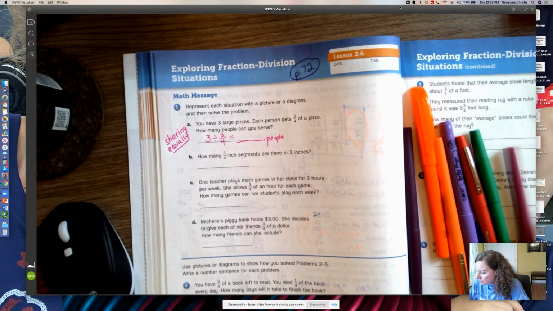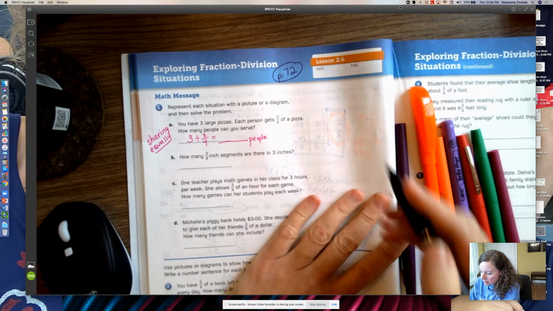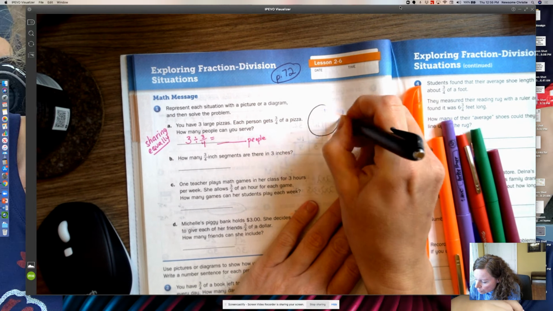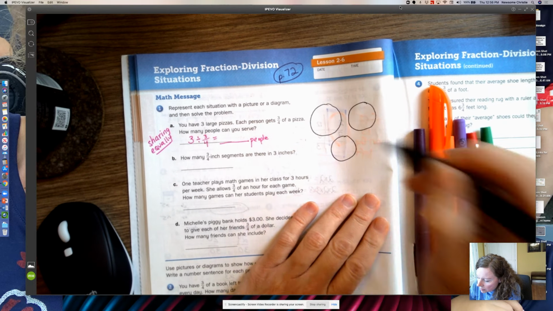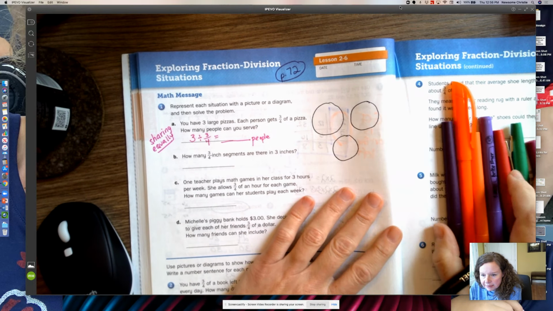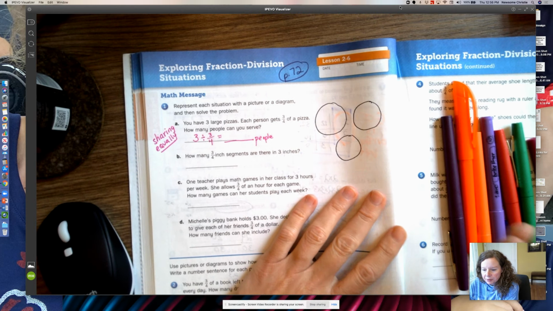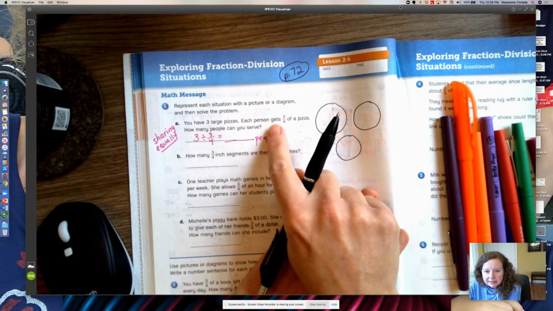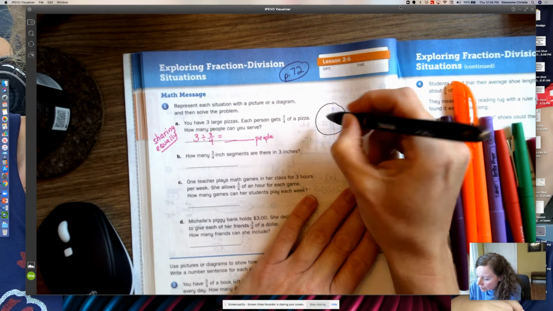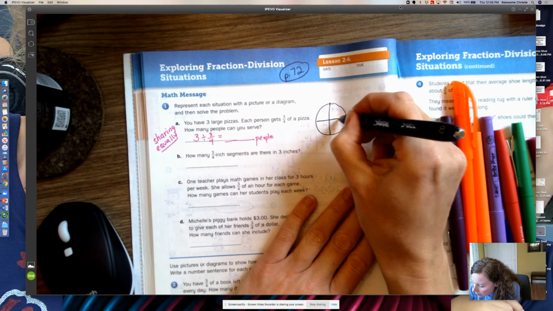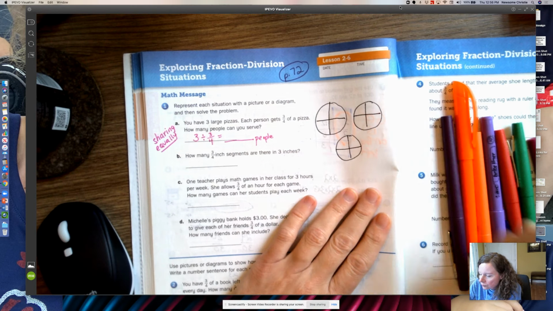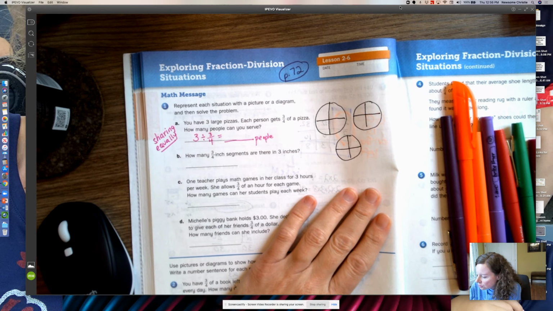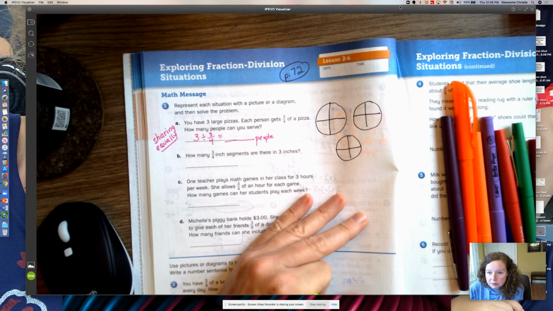So I'm going to draw 3 pizzas. When we think about pizzas, they are circles. Okay, so here are my 3 pizzas, and I didn't draw them exactly the same size. I probably should have been more careful about that, but you get the idea. And it says each person is going to get 3/4. So that means I need to break my pizzas up into fourths.